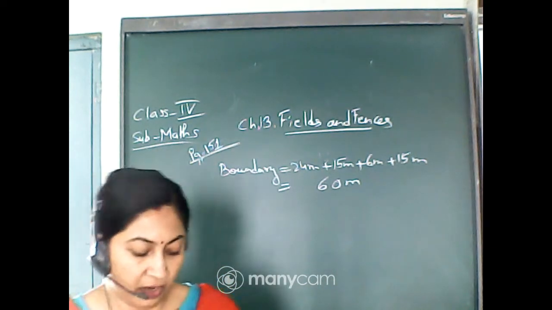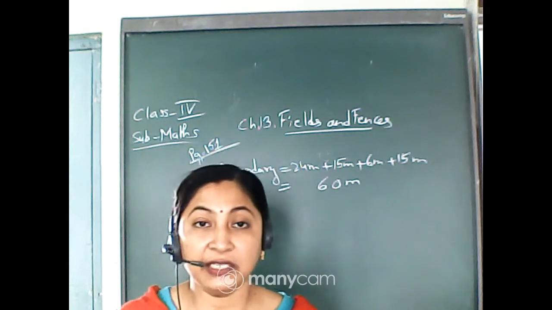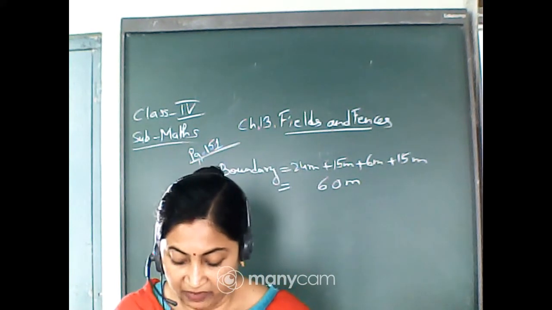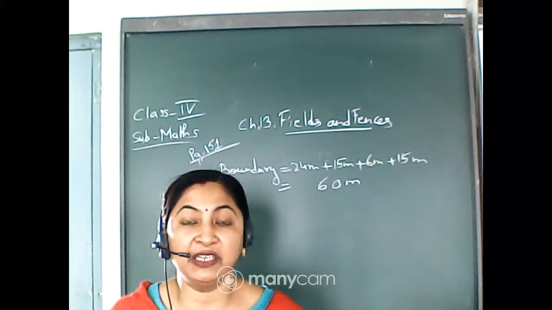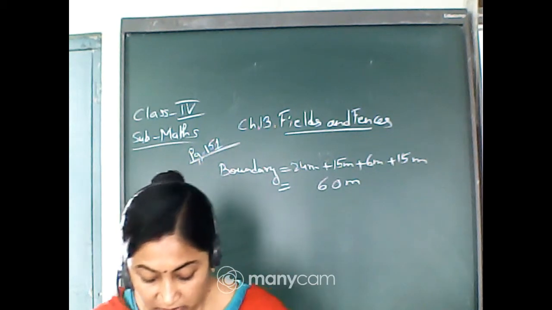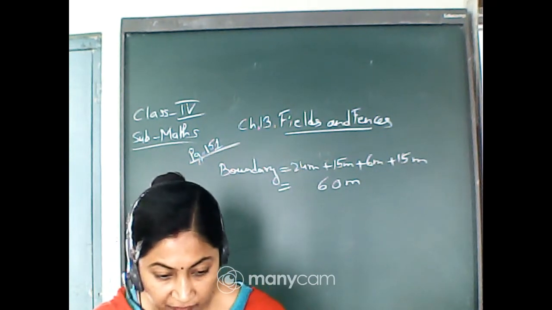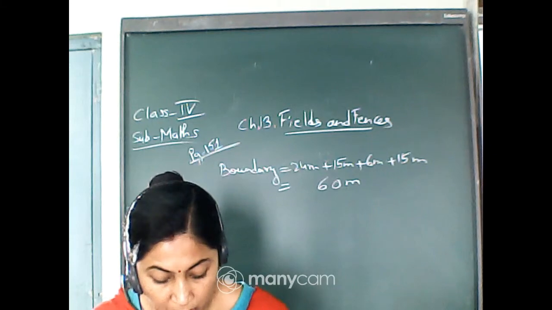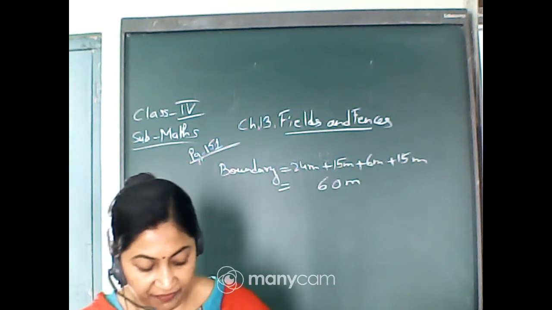Similarly, you will add for number B, C and D. Just add and write the answer. It will give you the boundary or the perimeter of the fields. Okay, so this I am giving you as homework. You will do it on your own. Now come to the next page, page 152.